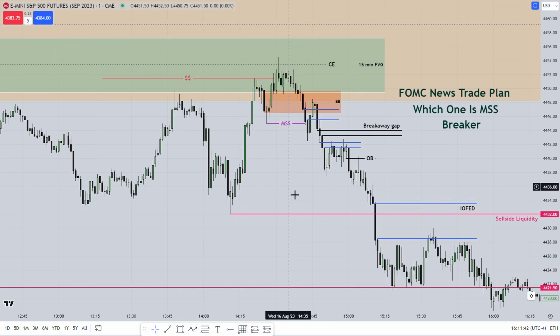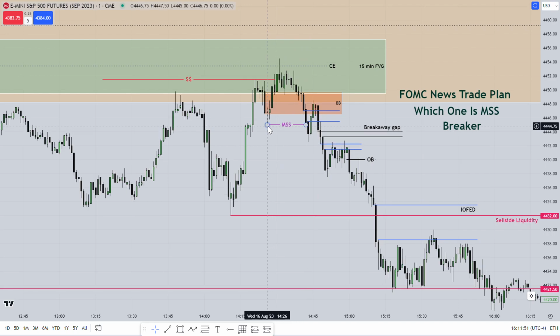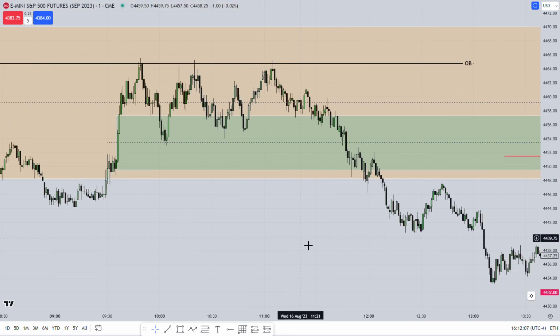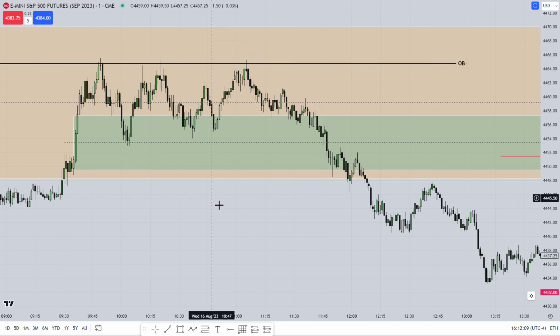There is another way to define a low as an intermediate term low. If the low has a lower low here and a lower low here, then this low would be an intermediate term low as well. Let me find another example. Okay. You see this candle.